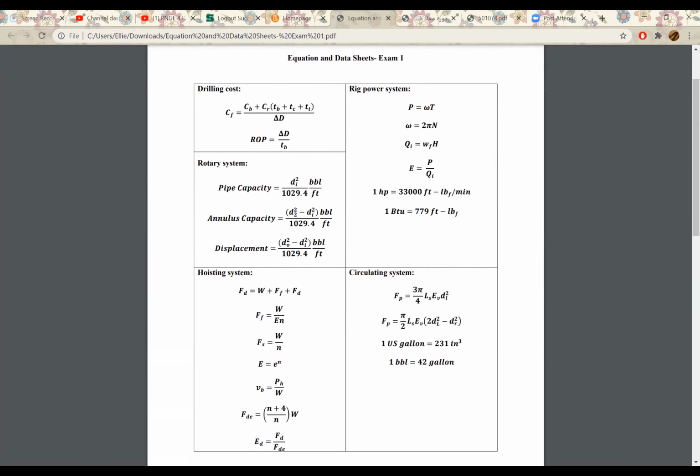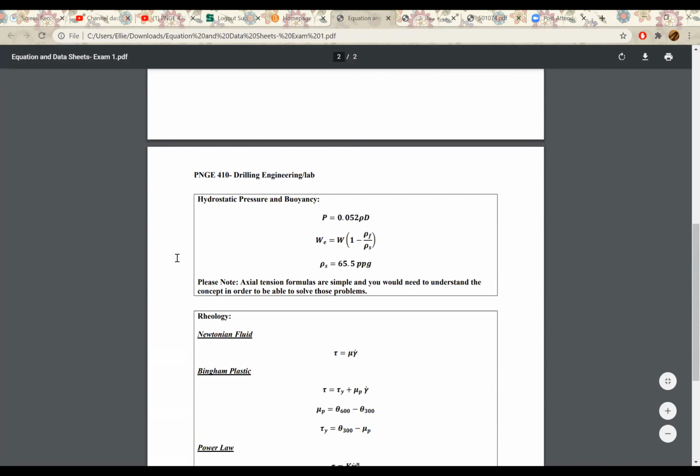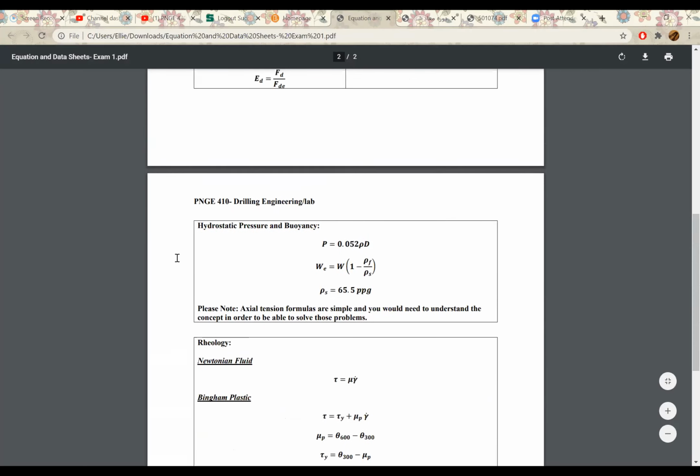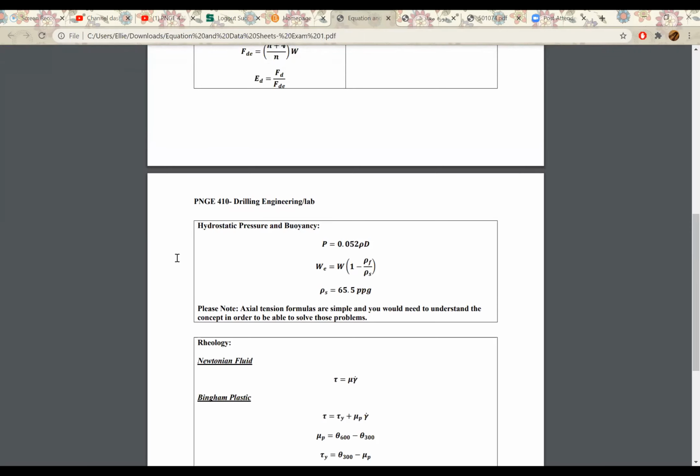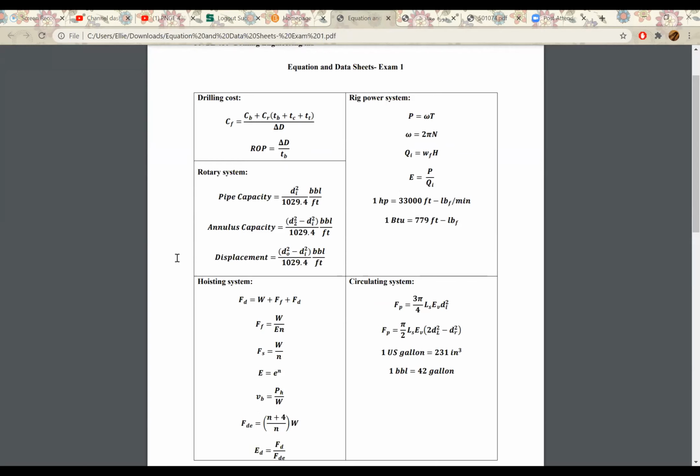There won't be anything asked of us that's not on the equation sheet, correct? Correct, except the axial tension, which you still use the same equations for, right? I mean, other than axial tension, which is basically based on the pressure, hydrostatic, and buoyancy calculations, the rest you will not need any other equations. Everything you need is in this equation sheet.